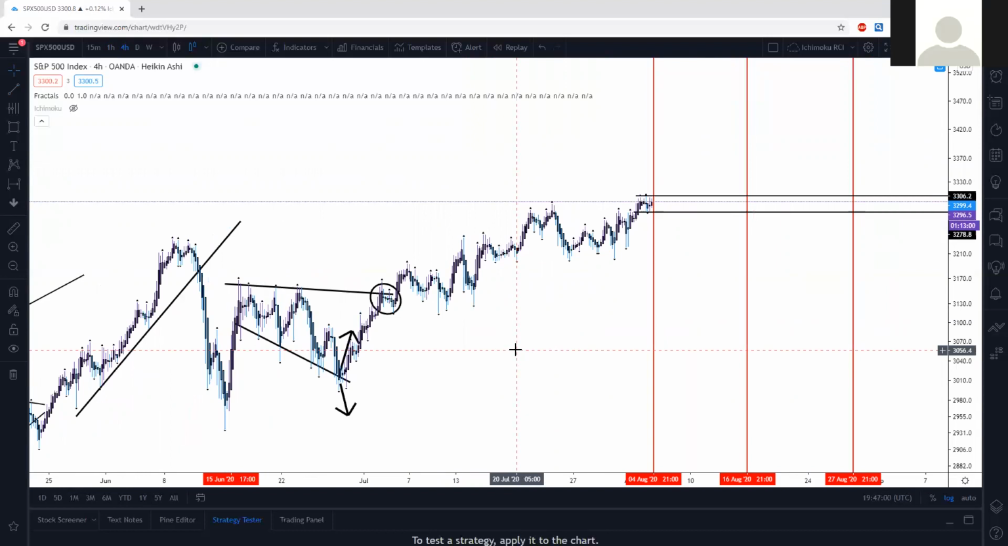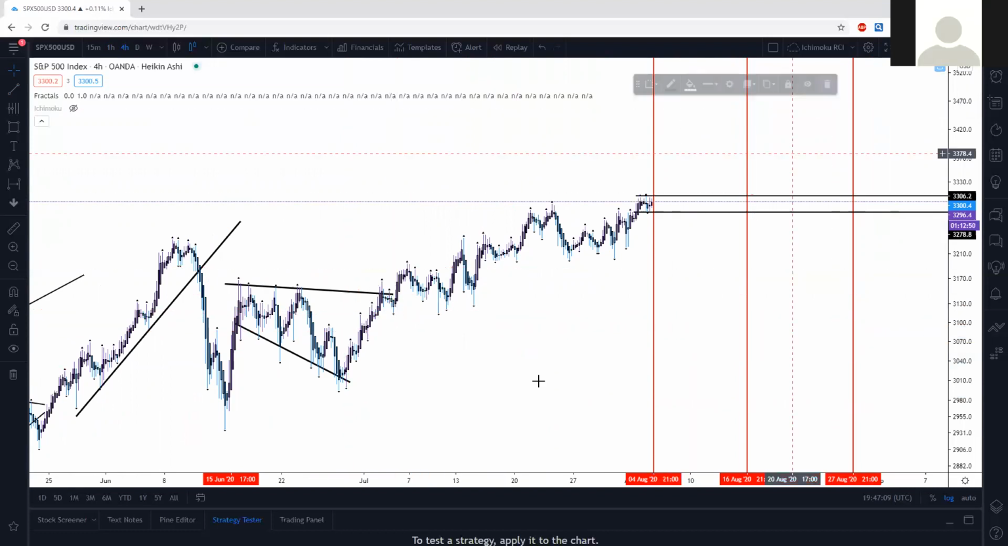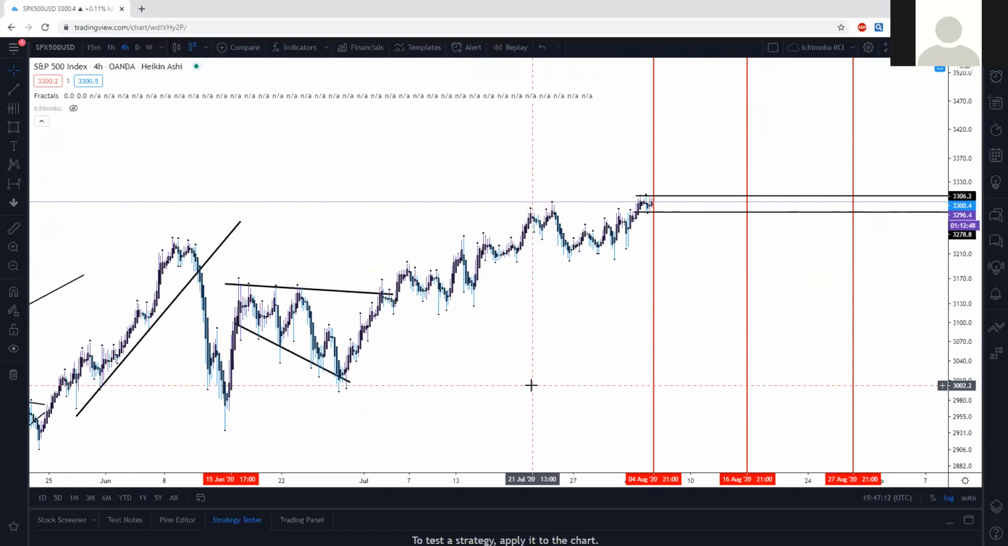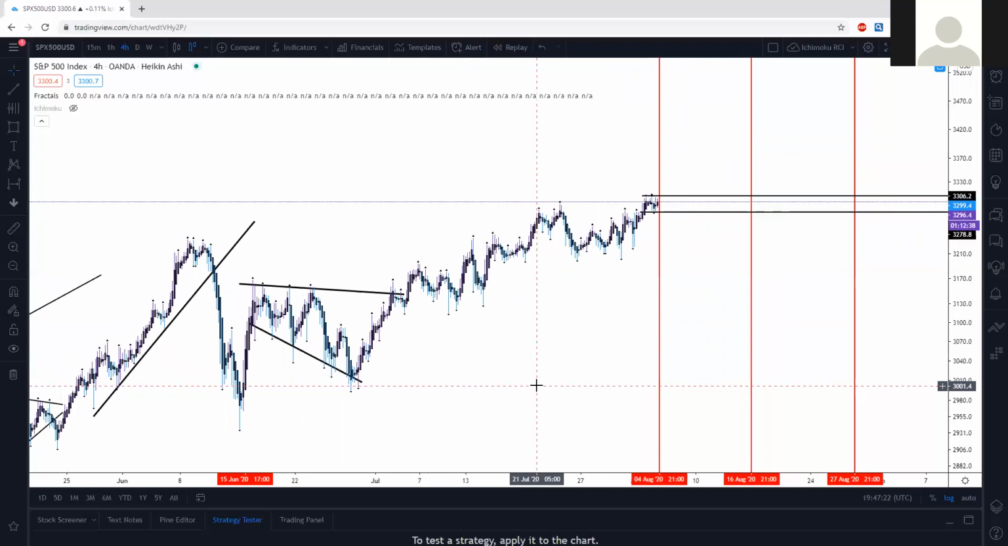Okay. Well, currently, it's in a little range. Okay. What else? Um, it's in an uptrend as well. Good. Okay. What else? What are we on, the 4 hour? Yeah.